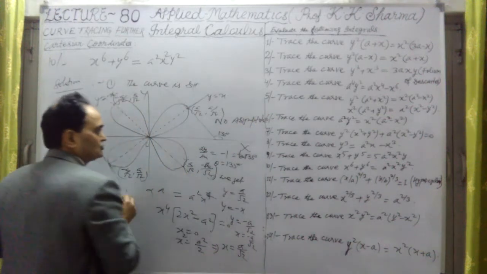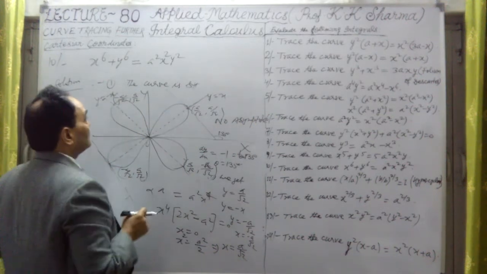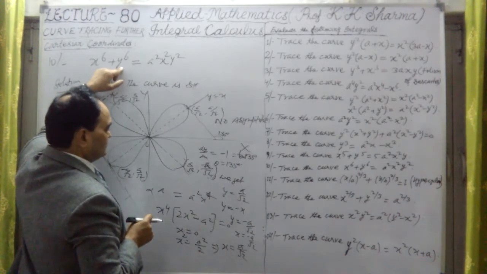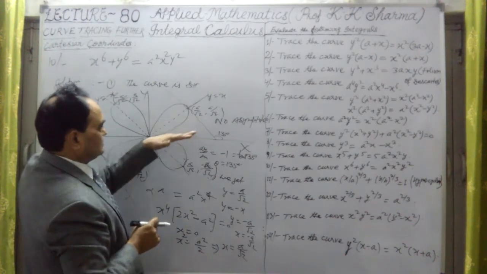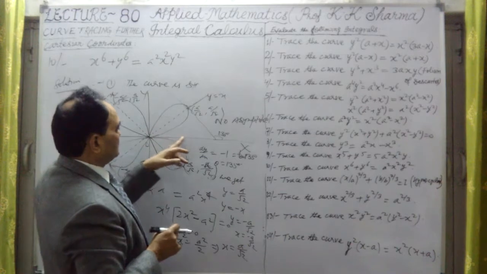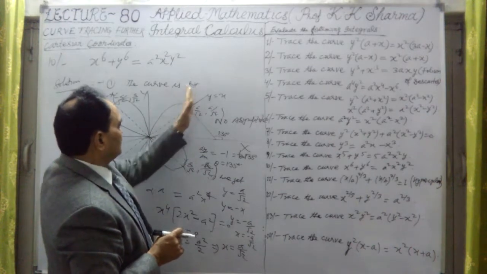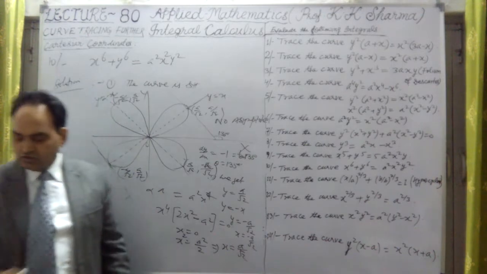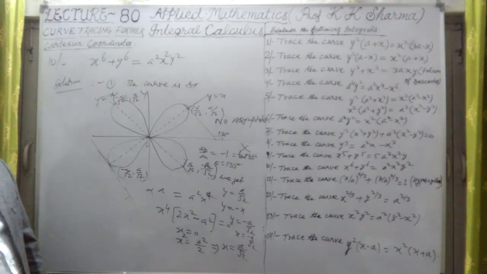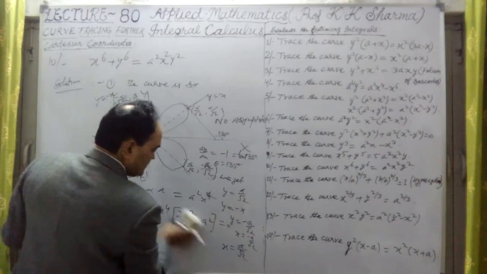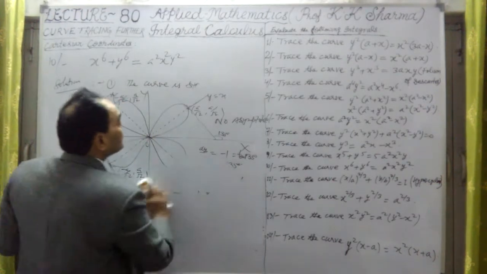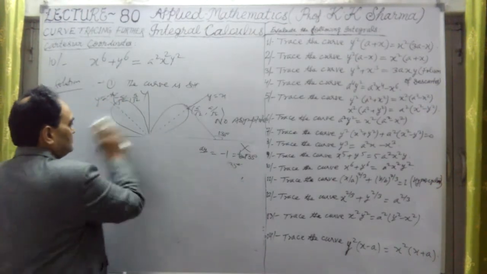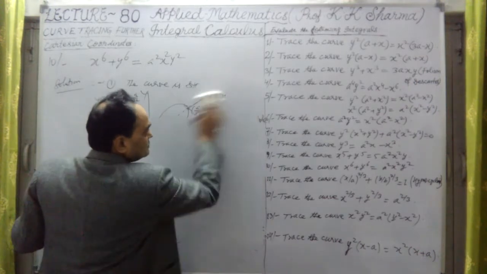There is no asymptote here, because the function does not go to infinity at any finite value. As x increases, y is not increasing. Beyond this point, the curve will not exist. So this kind of question is solved in this way. Asymptotes are there, but the figure is of this kind. Okay, this is the solution of question number 10.